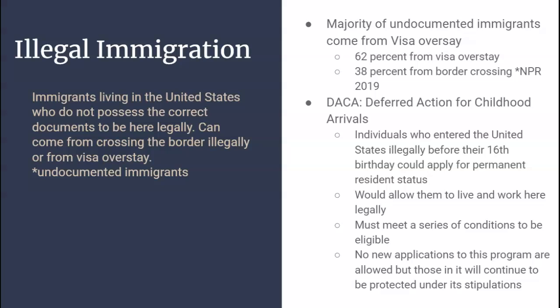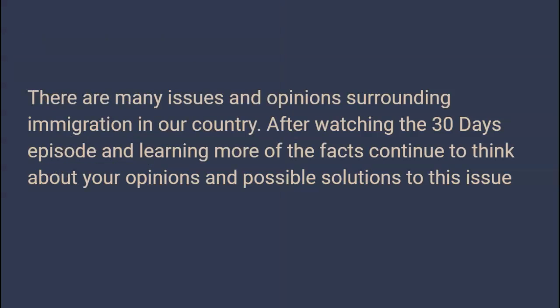So I just kind of wanted to cover the difference between the legal immigration and undocumented immigration. And so there are many issues and opinions surrounding immigration in our country. So after watching the 30 Days episode and learning more about the facts, I wanted you guys just to continue to think about your opinions and your possible solutions to the issue. You don't have to write about them, but it's just something to think about as you're looking at the news. It's something that you'll hear a lot about in debates and stuff, and something that you may want to look into some more. It's part of being an active citizen of the United States. A lot of it is looking at what you think the requirements for a citizen should be.